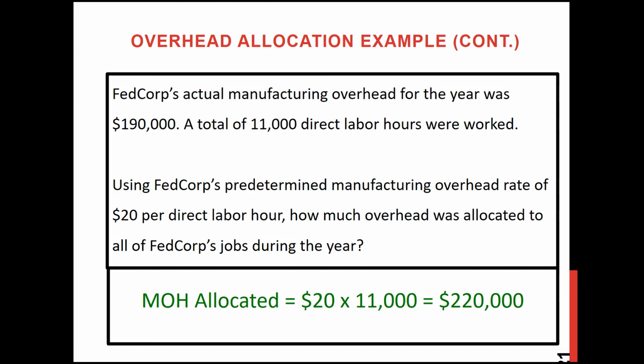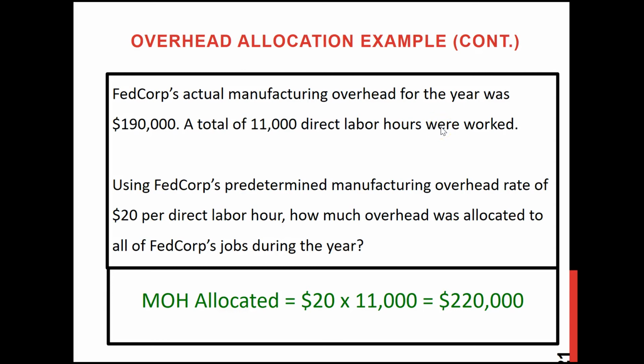Now, they figured out that throughout the year for all of their jobs, they actually used 11,000 direct labor hours. This is at the end of the year. This is the actual figure. Remember, when you calculated the predetermined manufacturing overhead rate, you used both estimates. But now it's the end of the year, and you know your actual amount of allocation base. So they actually had 11,000 direct labor hours.